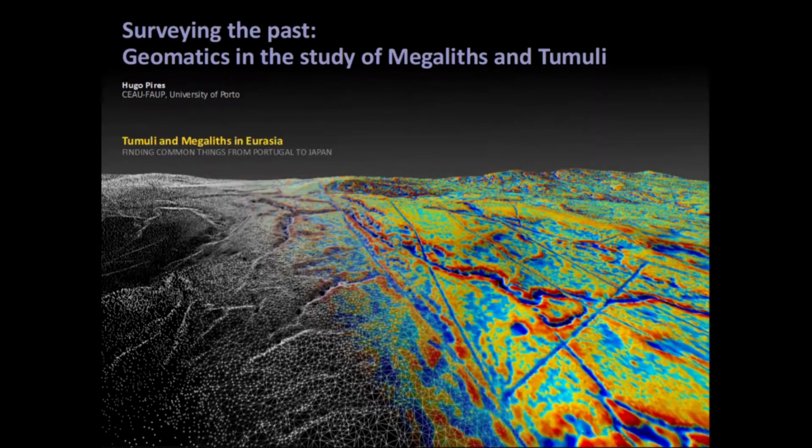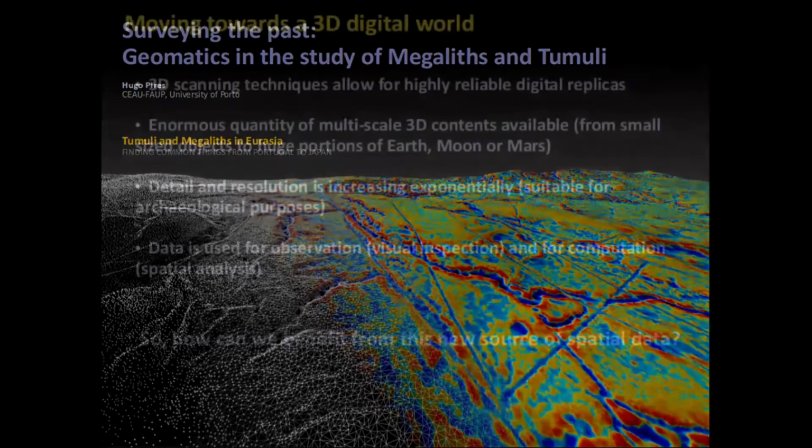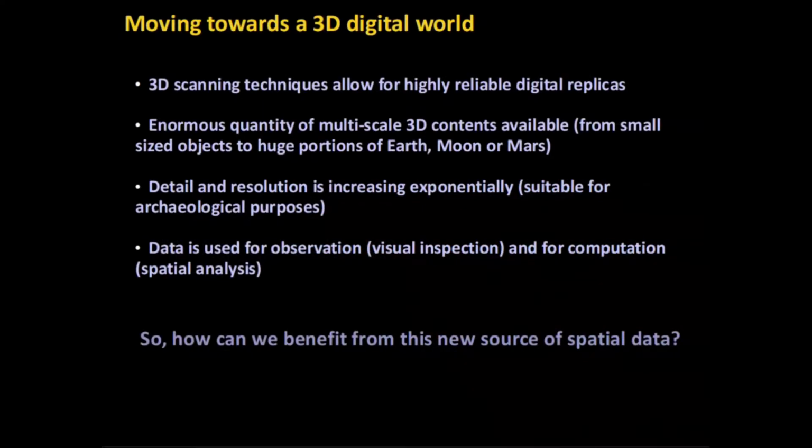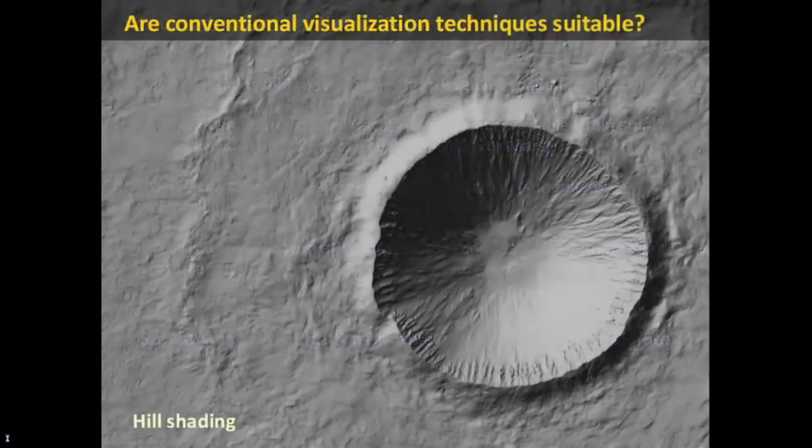And I brought you some images just to show what geomatics can do for this field of archaeology. We are moving towards a 3D digital world. We have 3D scanning techniques, as I told you, that go from satellites to microscopy. There is an enormous quantity of multi-scale 3D content. We are scanning Earth, Moon, and Mars already.